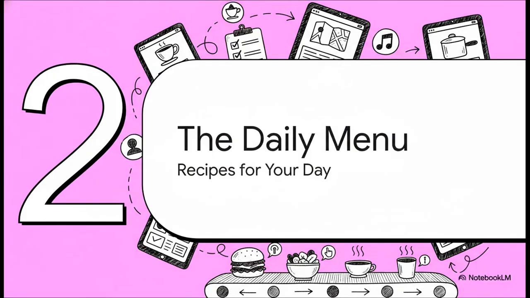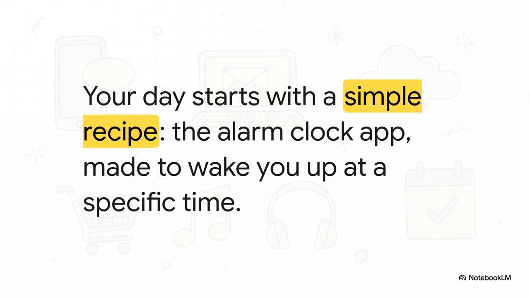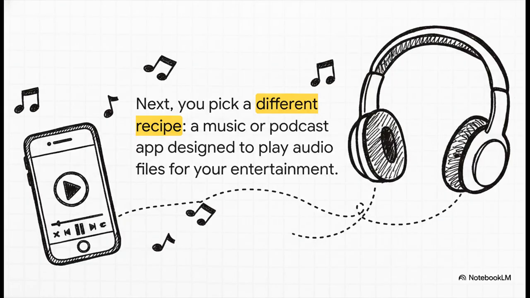We are constantly picking different digital recipes to get things done, probably without even thinking about it. First thing, your day probably begins with a super simple, super focused recipe, the alarm clock app. It has one job and one job only. Make a loud noise at the right time. Boom, task complete. Then, on your way out the door, you grab a different recipe. You fire up a music or podcast app, which is specifically designed to do one thing really well: play audio files and keep you entertained.